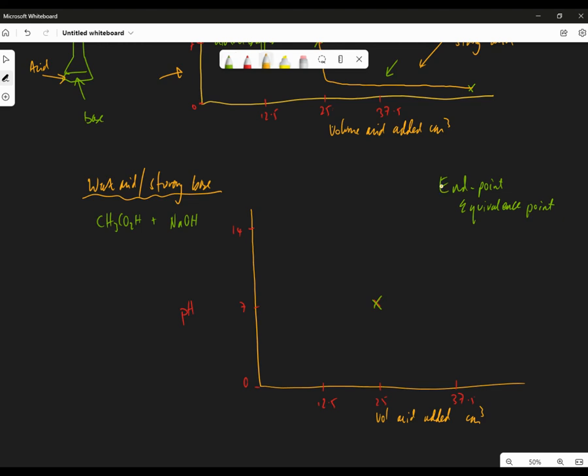Now this is a strong base, so it's going to start up here near 14, and it's going to do what the first one did, and it's going to drop suddenly. But now we have a weak acid, and it's going to kind of do that. Okay, now that's not very good there. So can I get rid of that? Oh, it gets rid of everything.